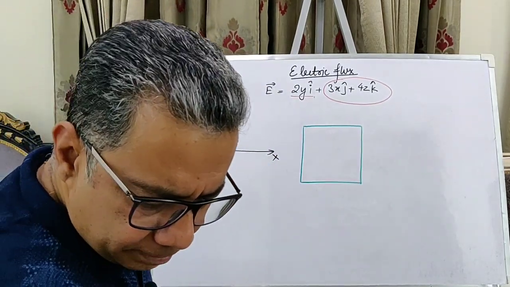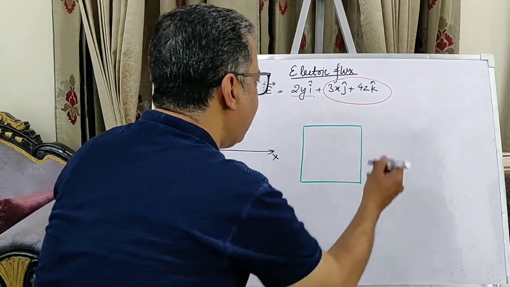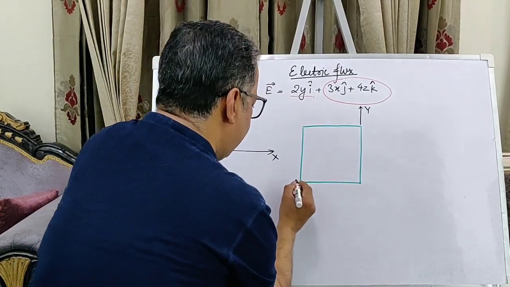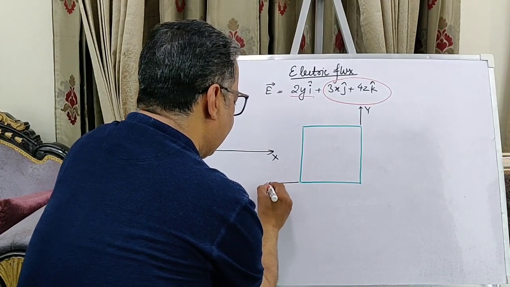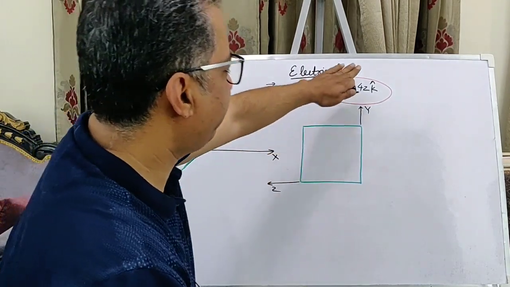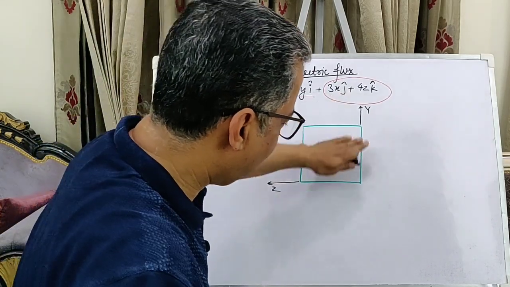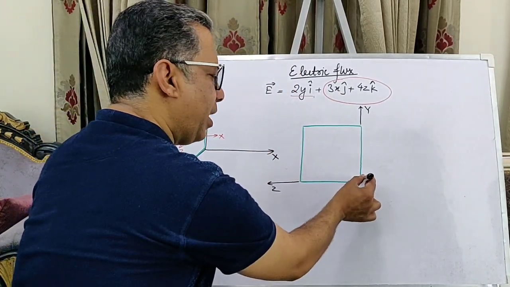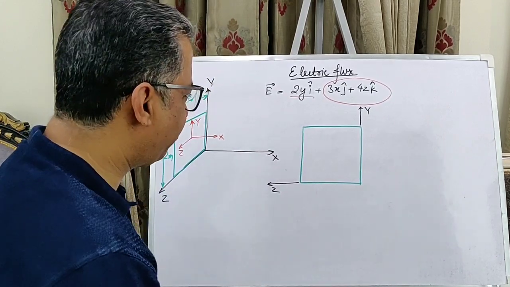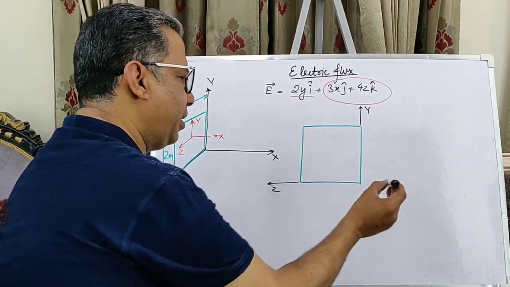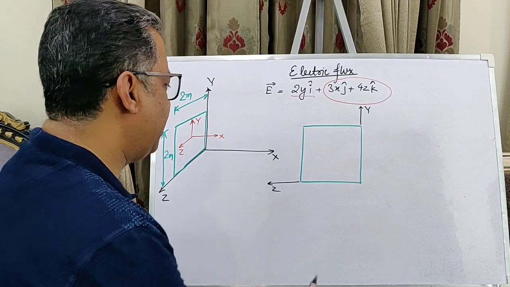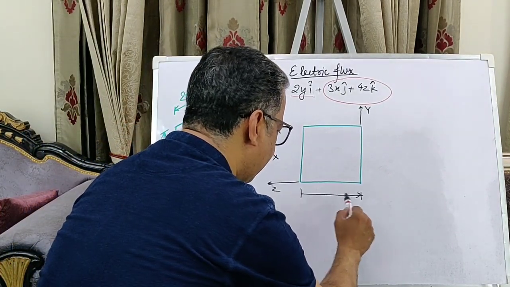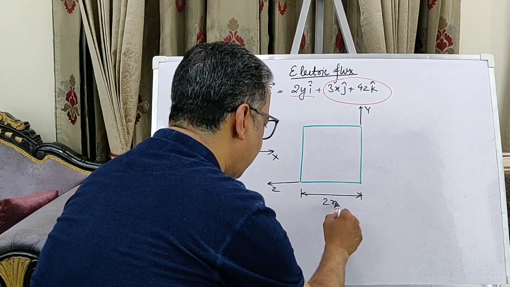We have the y-axis here and the z-axis here. So I've assumed now that the plane of the board is the YZ plane, and the x-axis would now actually be perpendicular to the plane of the board in the outward direction, and the side of the square is given to be 2 meter.